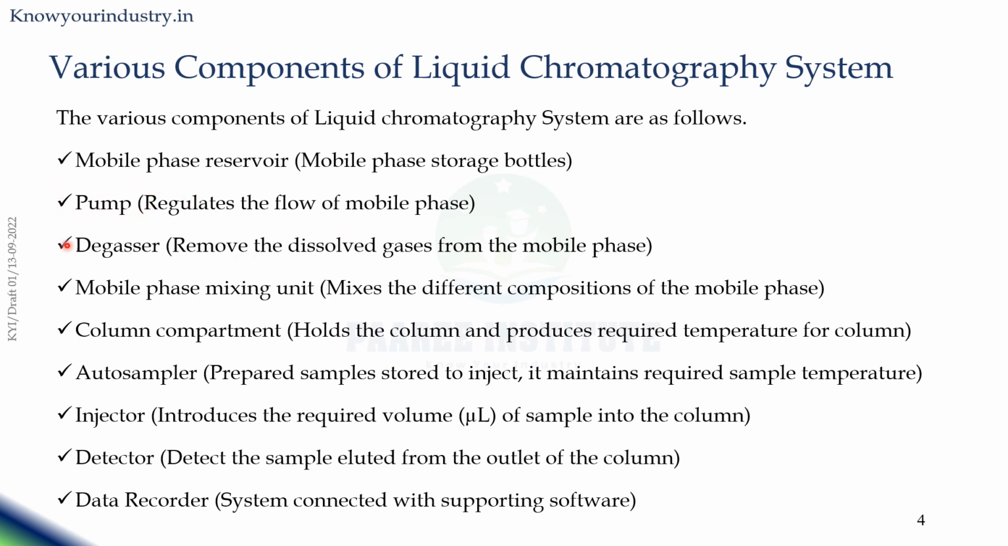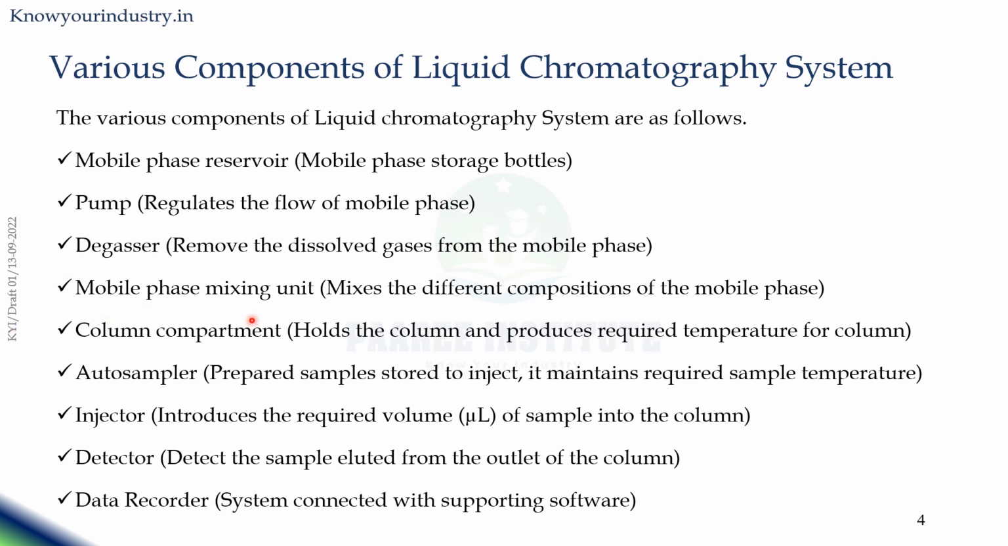Then there is a degasser, which will remove the dissolved gases from the mobile phase. During mobile phase preparation and storage, this degasser will be used when the instrument is taking the mobile phase from the bottle into the tube. The degasser is applied to remove the dissolved gases. The mobile phase is taken from the bottle through the tube, and the tube goes inside the degasser and comes out.